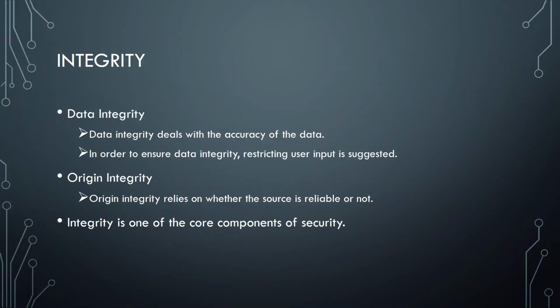Our aforementioned integrity can be divided into 2 separate categories. The first of these 2 categories is data integrity. Data integrity deals with the accuracy of data. To put this in slightly altered terms, the data needs to be correct and reliable. In order to ensure data integrity, restricting user input is suggested.